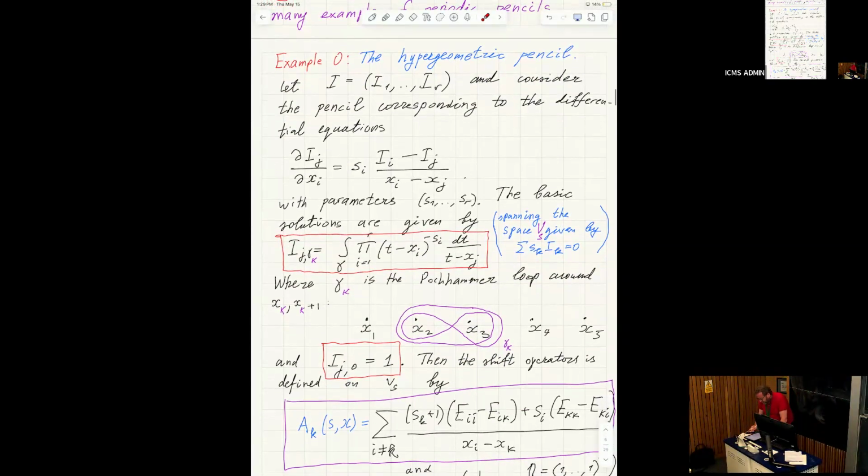I added it today because I felt that starting with an explicit example is nice. And so this is the hypergeometric pencil. This is the most basic non-trivial example. The hypergeometric function corresponds to this example where the number r is equal to 3, which is the simplest non-trivial case. So the differential equation is with respect to a vector I1 through IR, and it's on the space X.